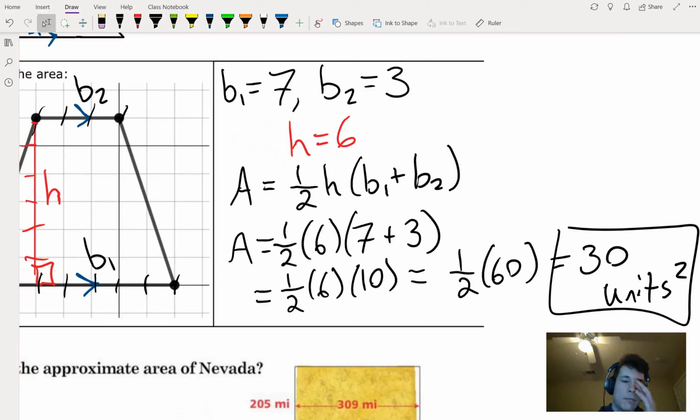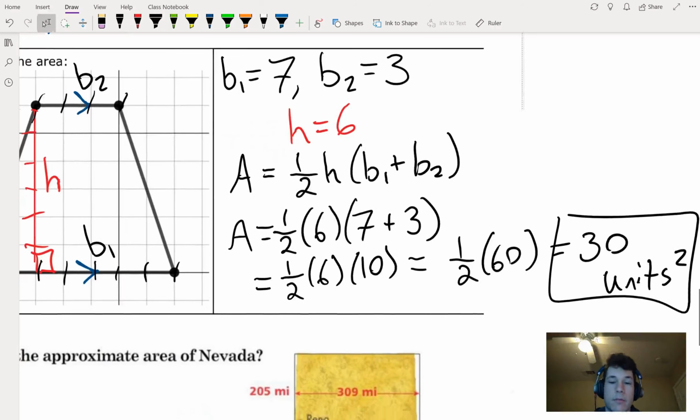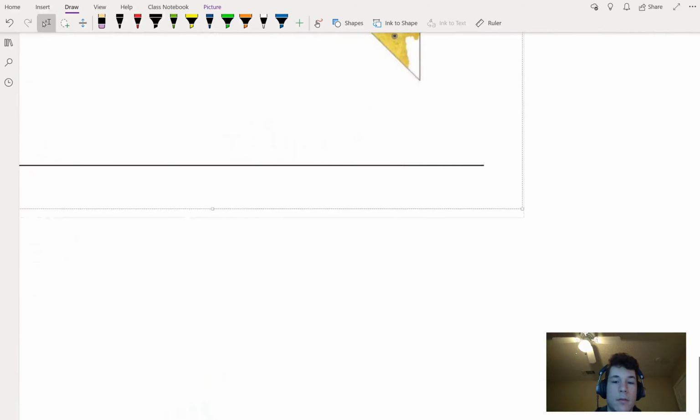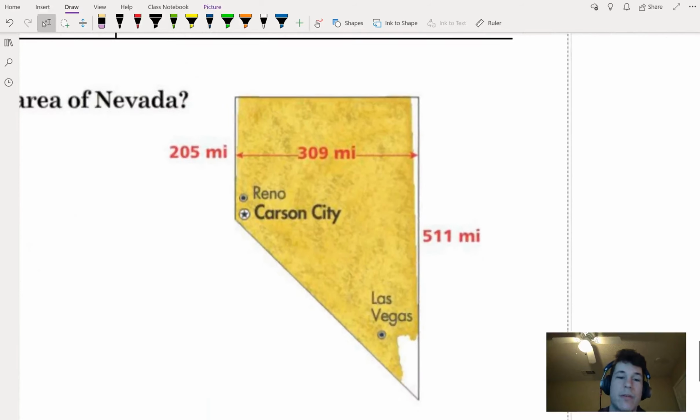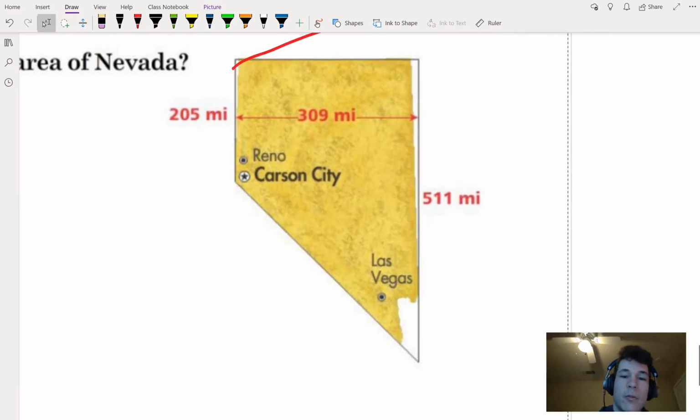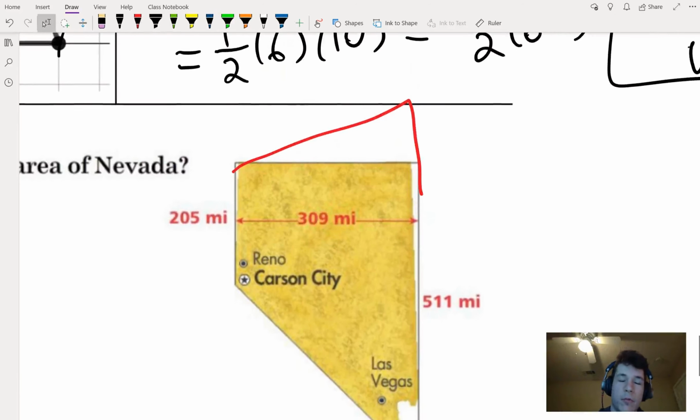The next one I found in the book, but it's actually pretty interesting. Have you ever noticed Nevada is a trapezoid? It doesn't look exactly like the trapezoids we're used to. Usually we would see another angle that forms right there. But this is also a trapezoid, and I can tell because 2 of the sides are parallel.